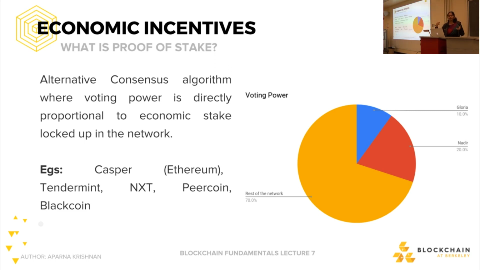Examples of proof of stake algorithms are Casper, which is an Ethereum proof of stake, going to be implemented by 2018. Then you have Tendermint, NXT, Peercoin, and Blackcoin. What is an alternative consensus algorithm? Well, basically, you have all these transactions happening on the Bitcoin network, right? How does everyone know what is valid? In Bitcoin, you use proof of work to tell you what transactions are valid. Proof of stake is basically just a replacement for proof of work.